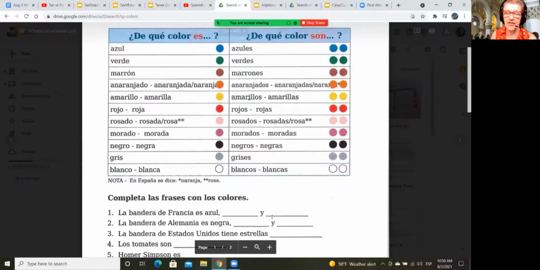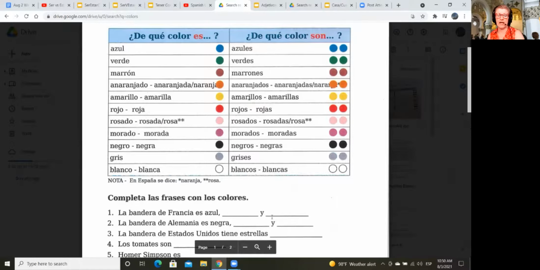Let's talk about the flag of Germany. And I'm going to tell you the flag of Germany has black, red, and yellow. La bandera de Alemania. Alemania es Germany. La bandera, flag. La bandera de Alemania es negra. We need the yellow and red words. Roja.